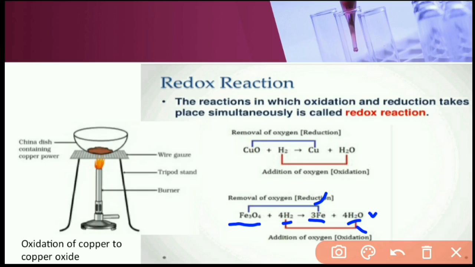See the picture. In this activity, oxidation of copper to copper oxide. When we heat the copper, it converts to copper oxide.